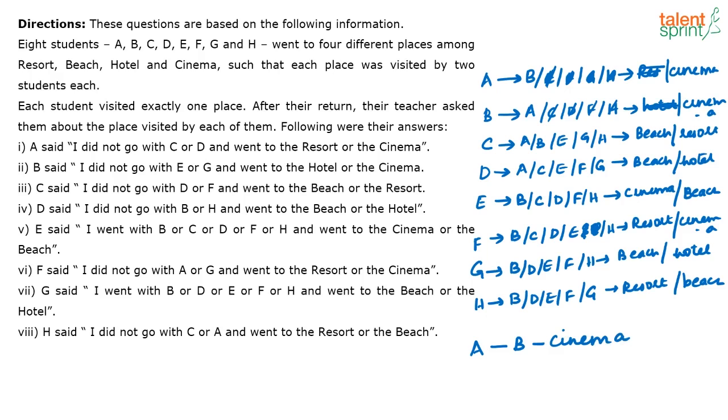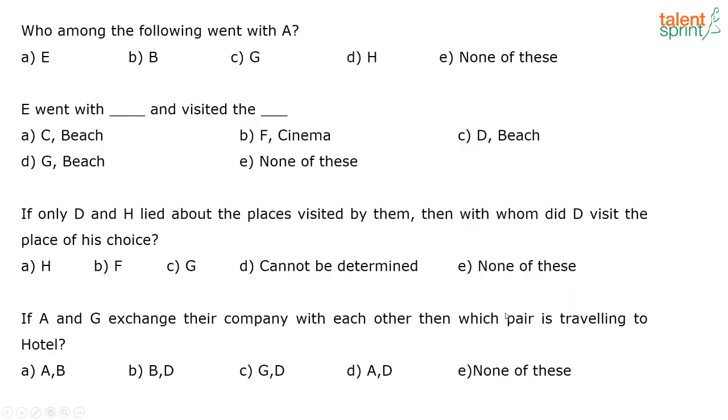Likewise you can do this for others also. This is the only thing that you have to do. Just note down what each person is saying, compare and find out whom each of them is going with. So now you know A and B we have already fixed, so you can eliminate A and B from everywhere.